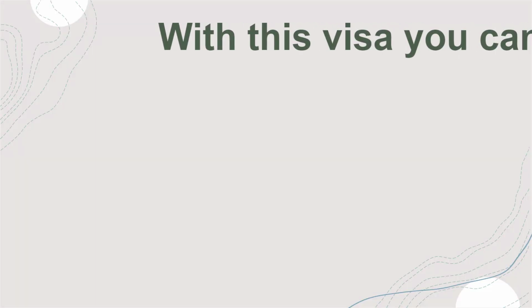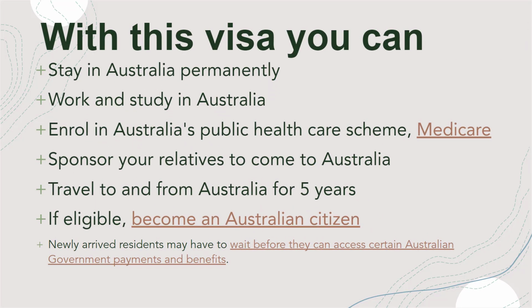Now, let's talk about what you can do with this 190 visa: stay in Australia permanently, work and study in Australia, enroll in Australia's public healthcare scheme, Medicare, sponsor your relatives to come to Australia, travel to and from Australia for 5 years, and if eligible, become an Australian citizen. Newly arrived residents may have to wait before they can access certain Australian government payments and benefits.